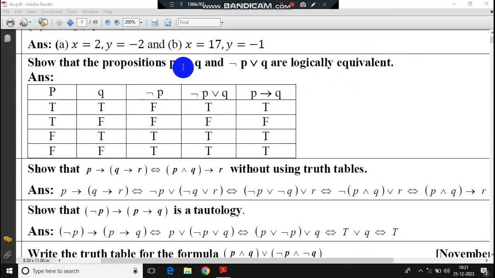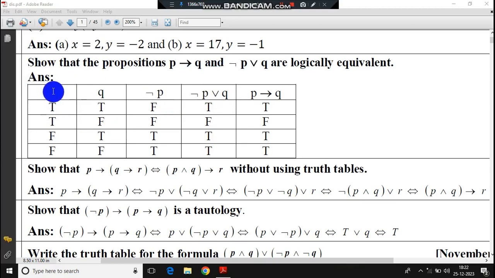Two logical statements will be given. This is one logical statement, and this is the other logical statement. We have to prove that both of them are equivalent. We say logically equivalent. That is what we have to prove here by using the truth table. By using the truth table, we have to show that both of them are equal. Now we must use the truth table formula here.